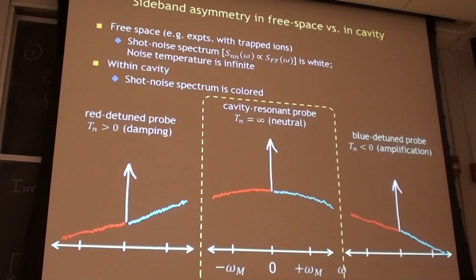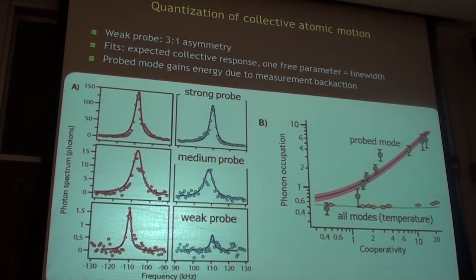So these are the data. At the lowest probe levels, we see very strong asymmetries, which show us that the mechanical system in our cavity is very cold. We knew that, of course, because we can just let the atoms out of their trap and measure their temperature, and indeed they should have half a phonon of vibration, and they do. If we probe them more strongly, we see that the atoms are heated by the fact that we're probing them, and the asymmetry gradually goes away.